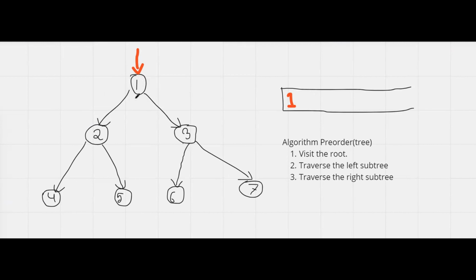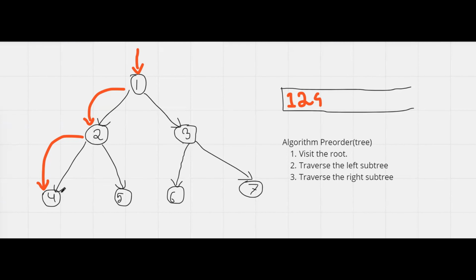Now, according to the algorithm, we have to traverse the left subtree. So from 1, we have to visit 2. Now, 2 is also a root because it has 2 children, which are 4 and 5. So we have to process 2 and put the value of 2 into the vector as well. Now, from 2, we have to visit the left subtree again. So we will come to node 4. Now, node 4 does not have any other children, but it is also a root. So we have to process it as well. So we have to put the value of 4 into the resulting vector here.